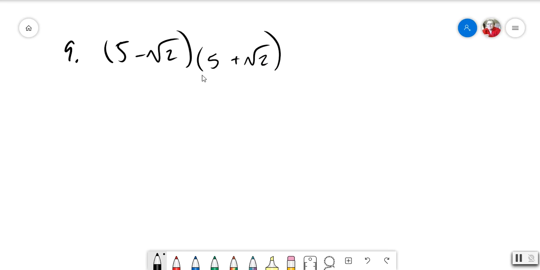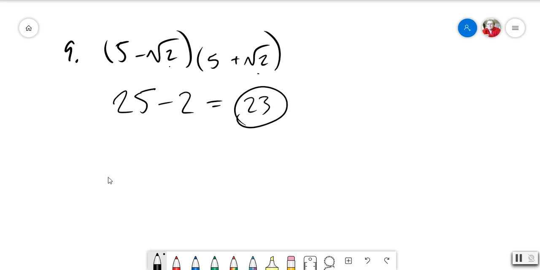First, 5 times 5 is 25. Well, I'm going to skip the outer and the inner. The outer is going to be 5 times the root of 2. The inner is going to be negative 5 root of 2. Those are going to cancel out. All I'm worried about is this times this. The root of 2 times itself is 2, and it's going to be negative. That's your answer.